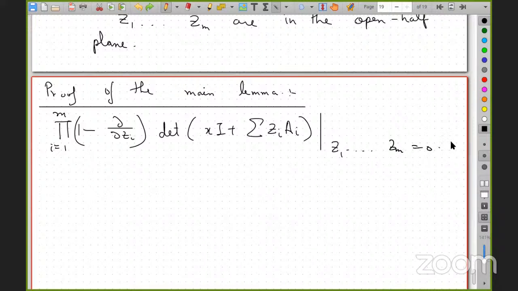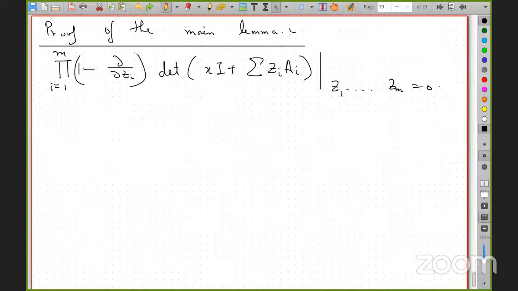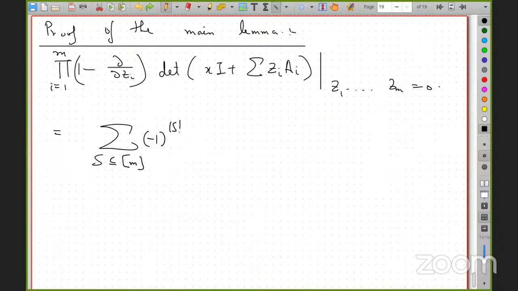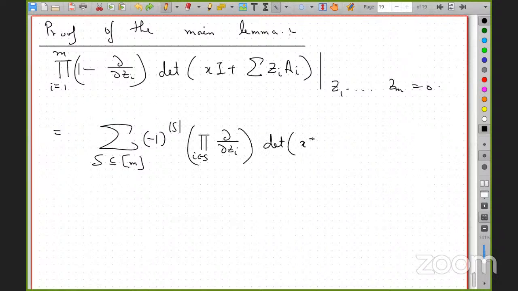So if I just expand this out, if I take these derivative operations and expand them out, what do I get? I get a summation over all subsets S of [m], minus 1 to the power the size of S, and then I have this product of del by del zi for i in S, of this operator applied to the determinant of the sum of xi plus summation zi. And then I have to, of course, set everything to 0.